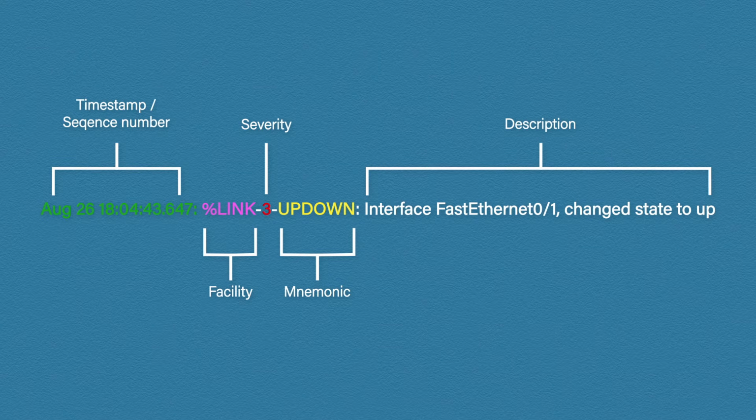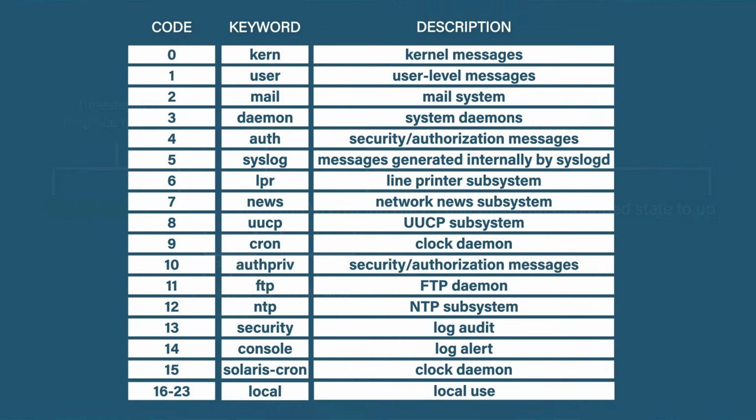There are two key bits of information here that we need to look at further. These are facility and severity. First, let's look at the facility. Here is a table of all available facilities. Remember, the facility represents the process that generated the message.